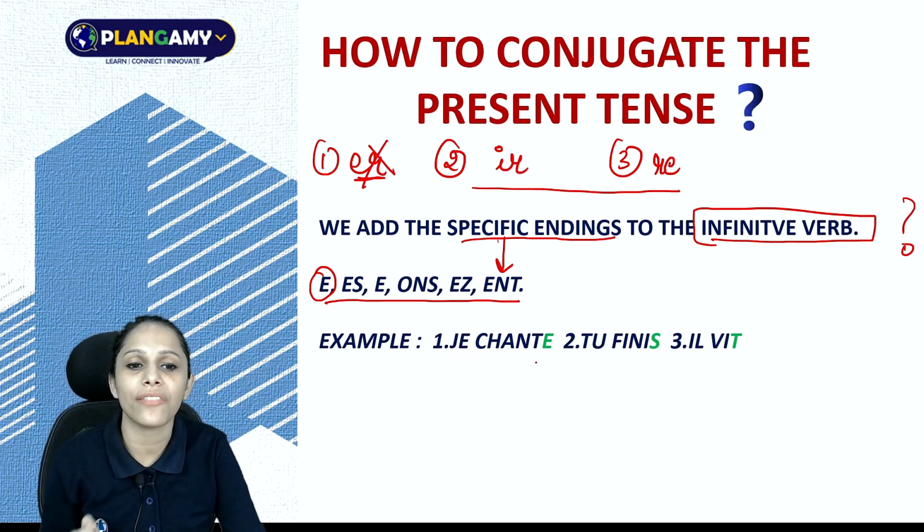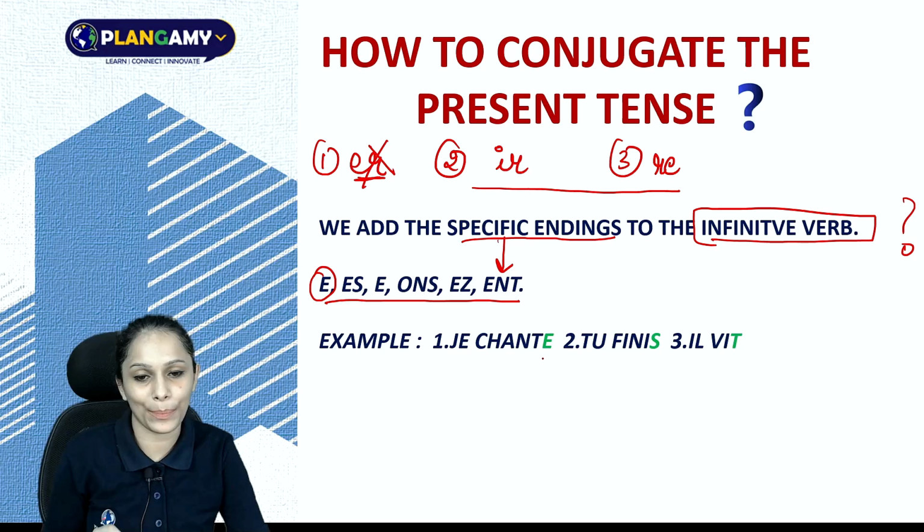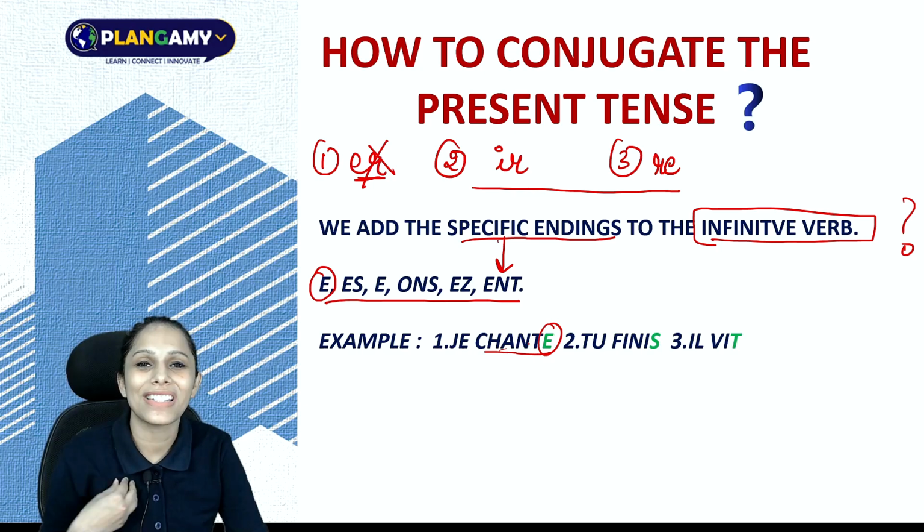Now, here we have 3 different examples. Example number 1. So, this is je chante. According to the rule, we have taken the infinitive form of the verb and we have removed its endings and we have added these terminaisons. So, terminaisons are also called endings. So, with je, we have written e. Now, je chante means I sing.